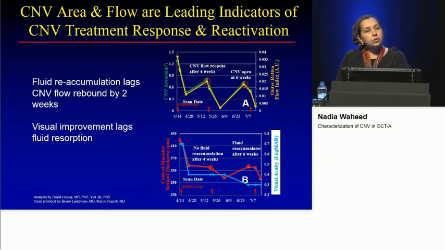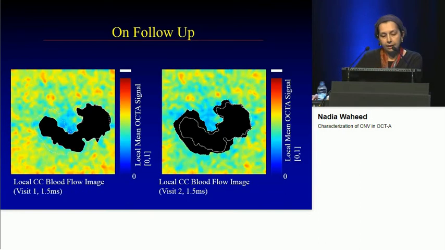may be a more robust parameter to guide treatment, especially if you're following a treat and extend or a treat as needed treatment design. It may be more useful to look at the actual size of the CNV and see how that changes rather than looking at fluid reaccumulation, which tends to lag behind and is a secondary rather than a primary characteristic of the CNV.